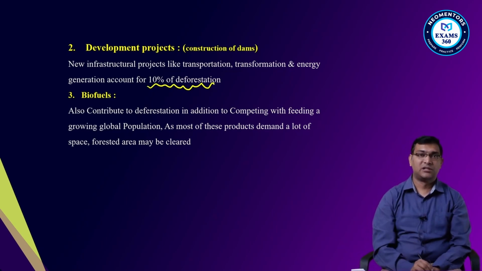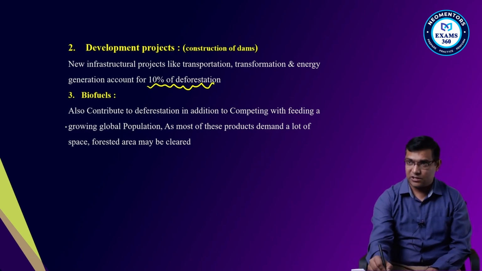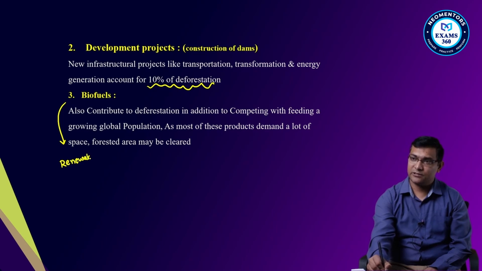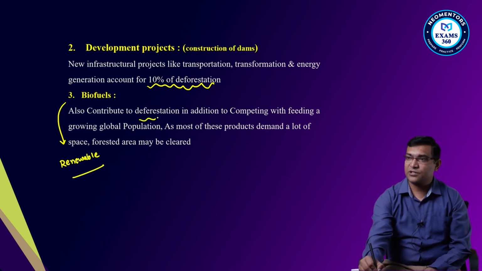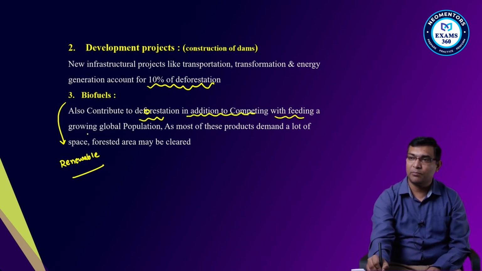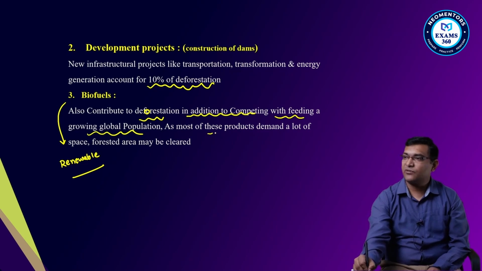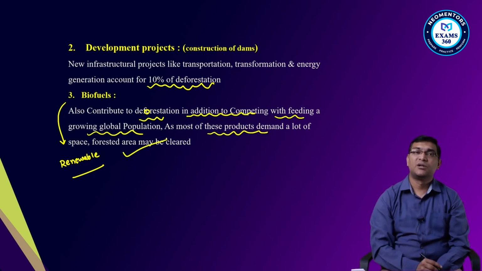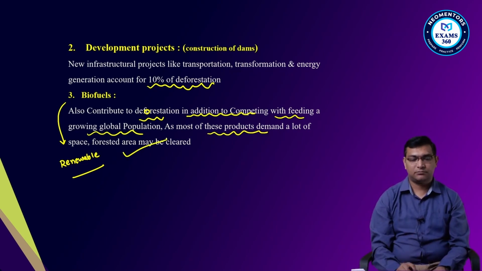Then biofuels. These biofuels are for our renewable energy. To grow them, deforestation is needed, in addition to competing with feeding the growing global population. As much of these products demand a lot of space, forest area may be cleared, right?